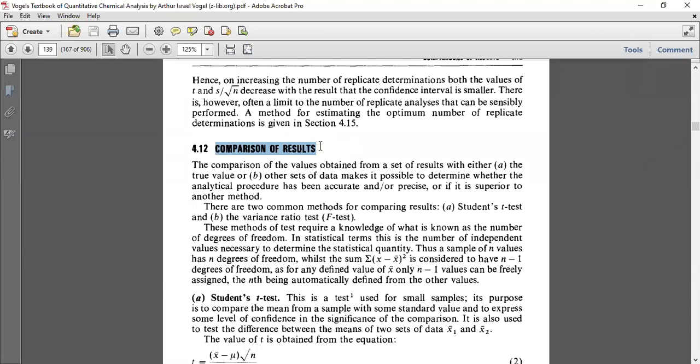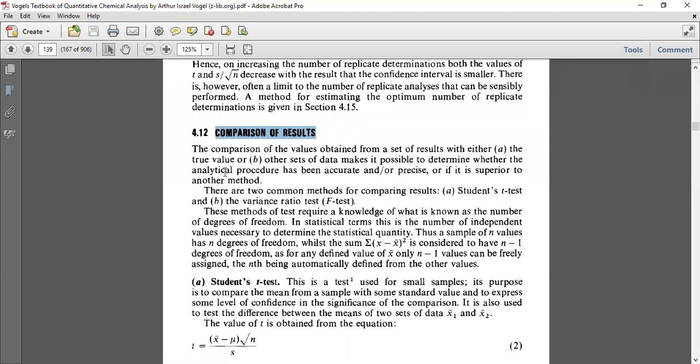So the confidence we require, whatever result we are getting, will be in a range or maybe correct. That's why we are using all these statistical tools. In comparison of results, if you read this point: the comparison of the values obtained from a set of results with either the true value or other sets of data makes it possible to determine whether the analytical procedure has been accurate and/or precise, or if it is superior to another method. So for that purpose, these two tools are required for comparison of results.